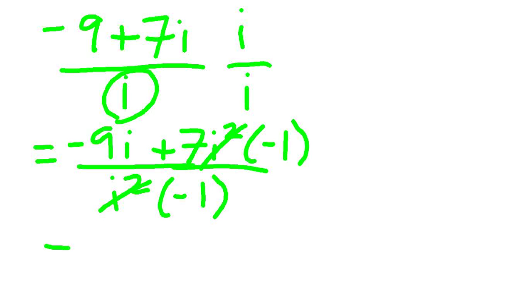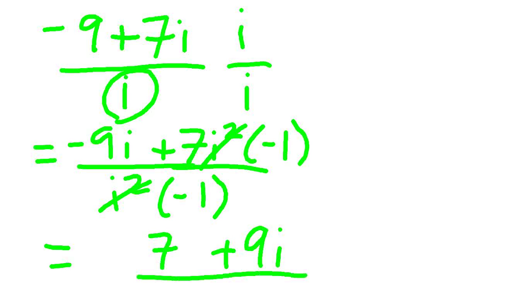Okay, so what does that become? Well, we have -9i over -1, so that's positive 9i. And then we have -7 over -1, so that's also a positive number. 7 plus 9i, and that is our answer.